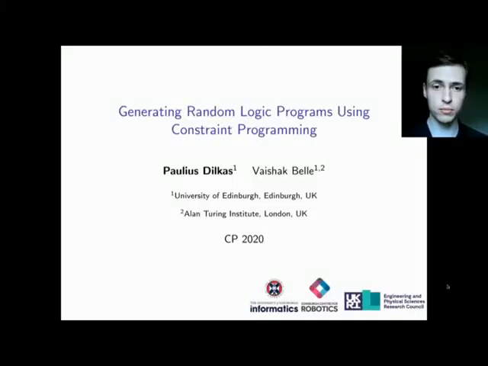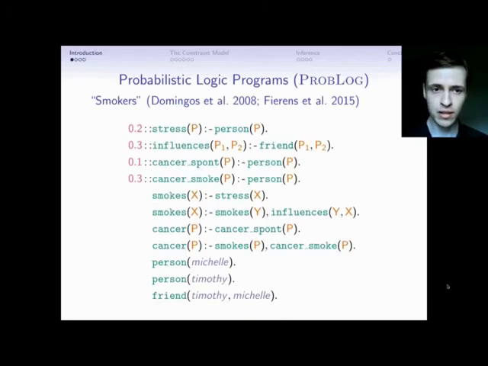So this talk is going to be about how constraint programming can be used to generate logic programs, and I will in particular focus on probabilistic logic programs. A common example of a probabilistic logic programming language is Problog. And a common example of a program in Problog is called Smokers.